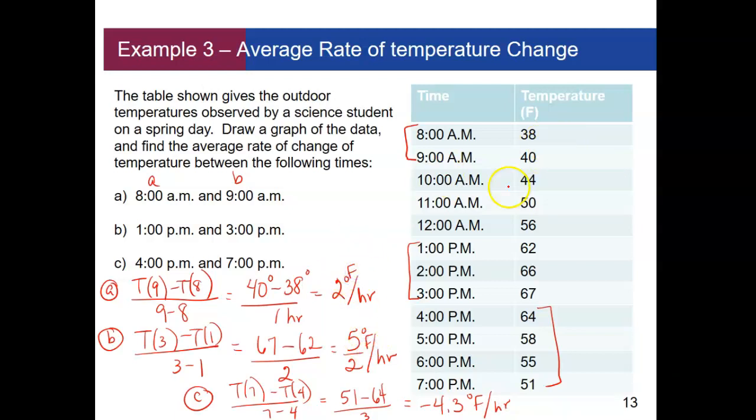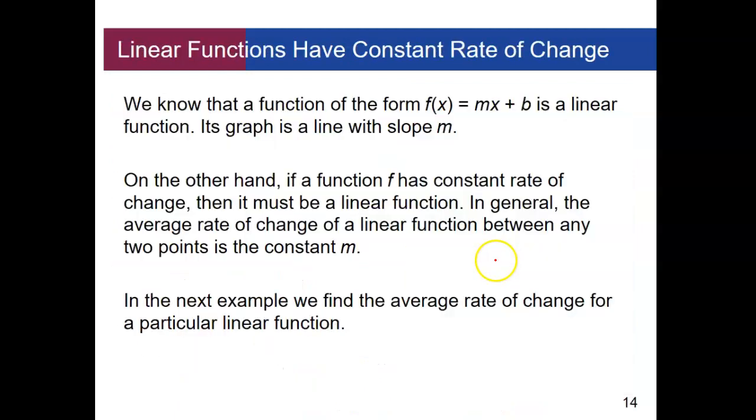So you can see that the temperature is increasing in the earlier hours, and then it's going to be decreasing. So it's got a negative slope. Remember, average rate of change is slope. So the slope, or the average rate of change for this part of the day, is negative because it's going down instead of going up.